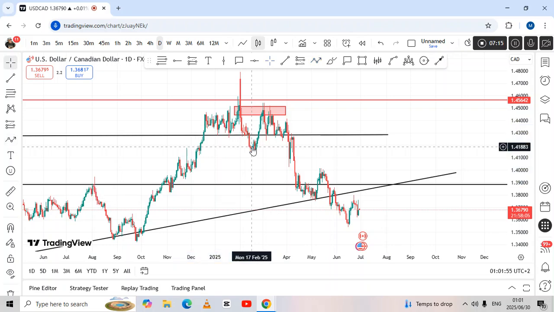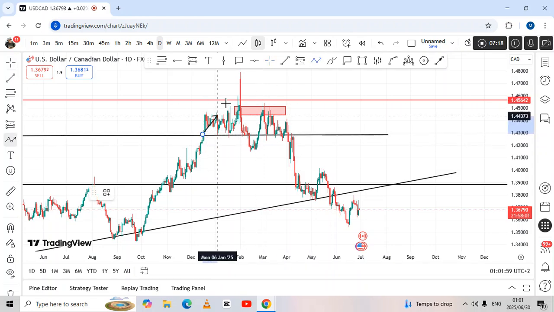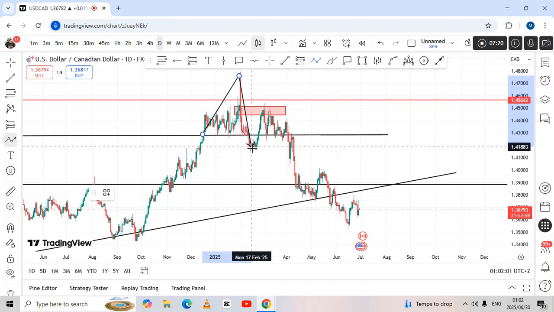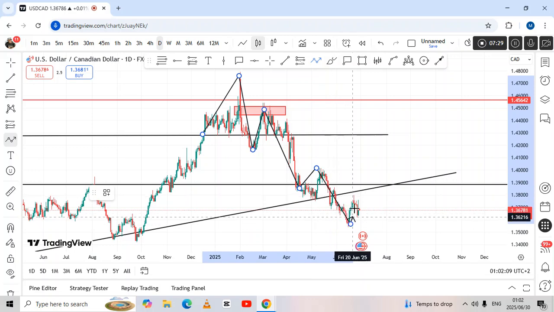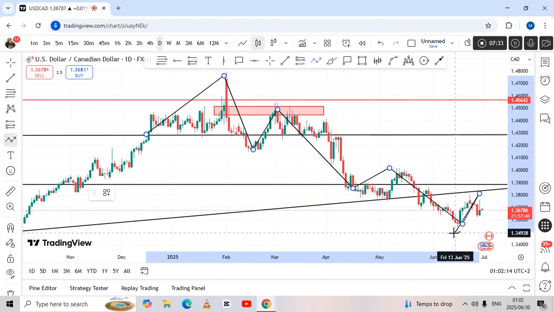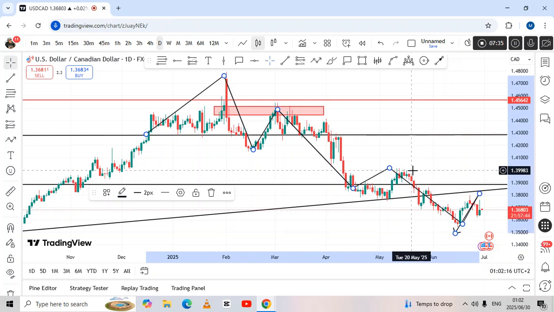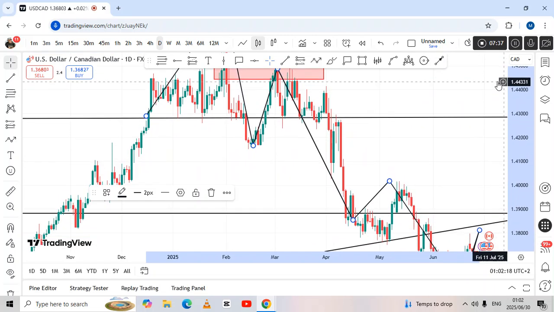Let me do this. It starts there. As much as it is skewing, it's a double top formation. Breakout, retest, continuation to the downside. So why am I saying it's a double top formation, guys?